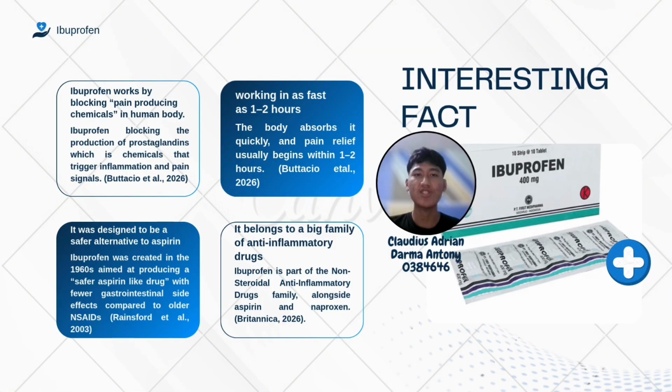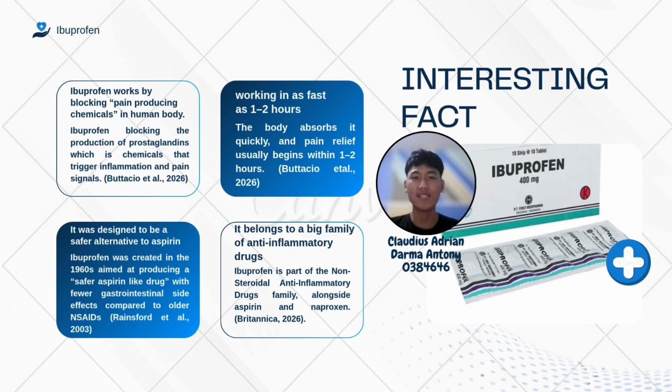Now, I would like to share some interesting facts about ibuprofen. First, let's look into how ibuprofen works. Ibuprofen helps reduce pain and inflammation by blocking the production of chemicals called prostaglandins in our body. These chemicals are responsible for triggering inflammation and sending pain signals to the brain. By reducing prostaglandin production, ibuprofen can effectively relieve symptoms such as headaches, muscle pain, and fever.